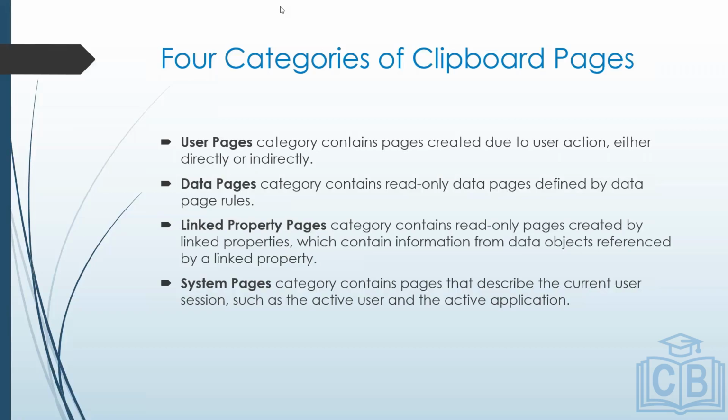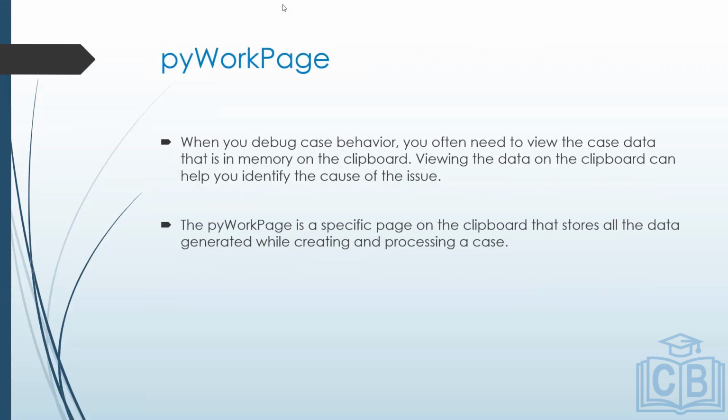Right. These are the 4 categories, and the most used one is the user pages, because that's where most of the user interaction happens. I think for BAs that is important. Specifically, within the user pages there are again multiple pages inside it. But one page that is of specific interest for us is called the PY work page. Out of all the pages available in the user pages category, I am interested in the PY work page.